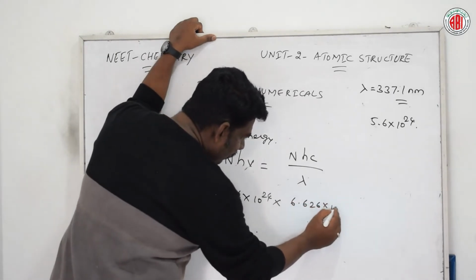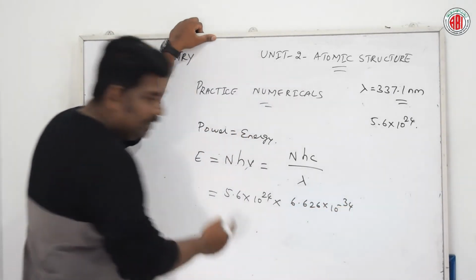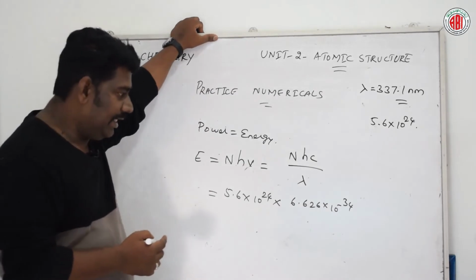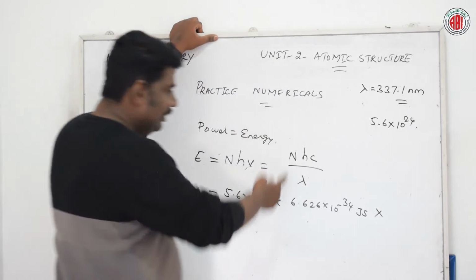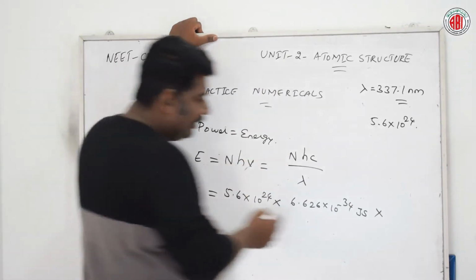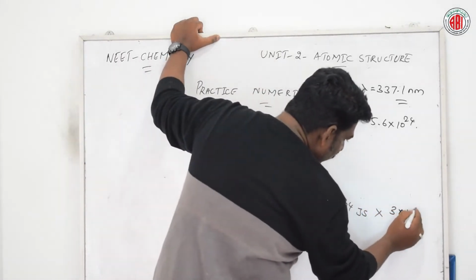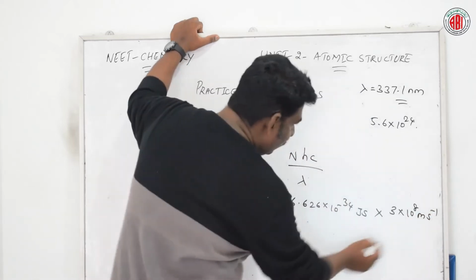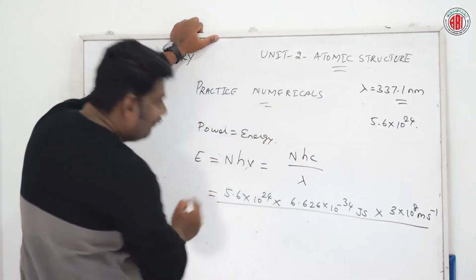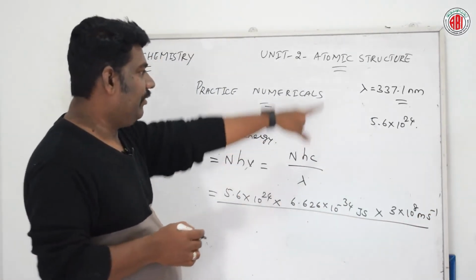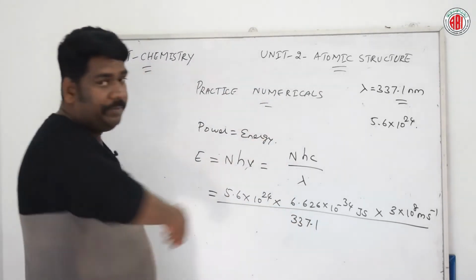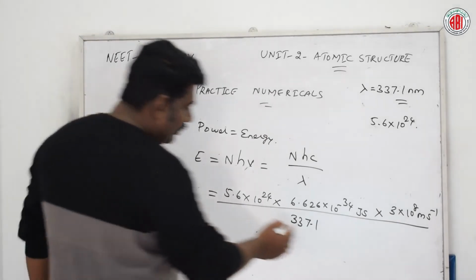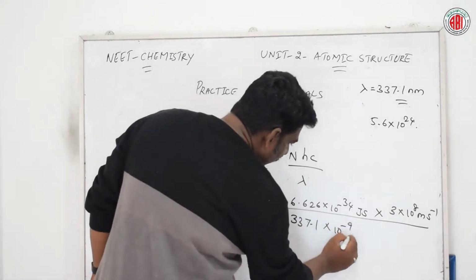6.626 into 10 to the power of minus 34. Here we are converting kg into joules. So joules into C. C stands for speed of the light, 3 into 10 to the power of 8 meter per second, divided by lambda value, that is there in the question, 337.1 nanometer. So convert it into meter, into 10 to the power of minus 9 meter.